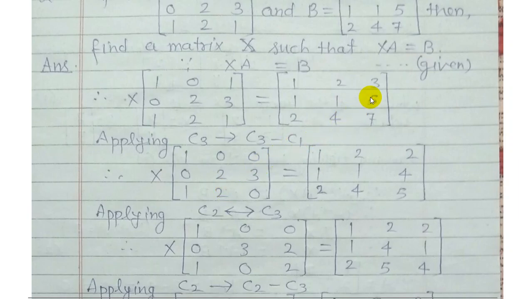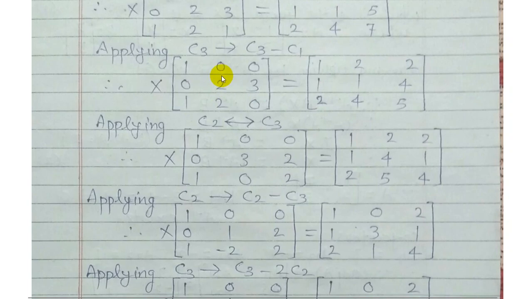Similarly, on the right hand side, convert only the third column here: 3 minus 1 becomes 2, 5 minus 1 becomes 4, 7 minus 2 becomes 5. And column 1, 1 1 2, and column 2, 2 1 4, are the same.